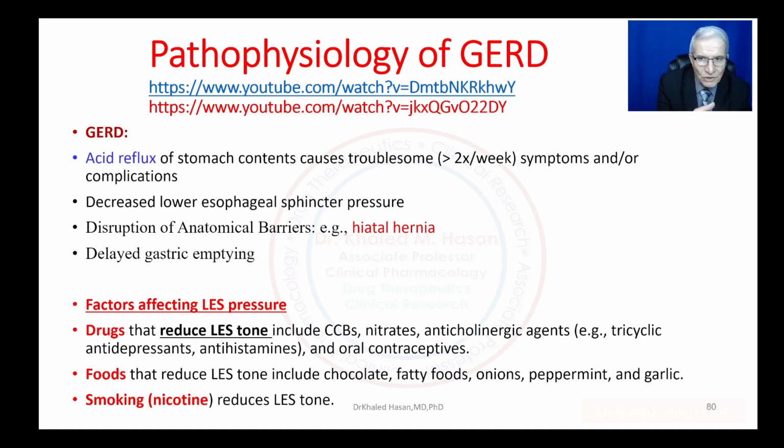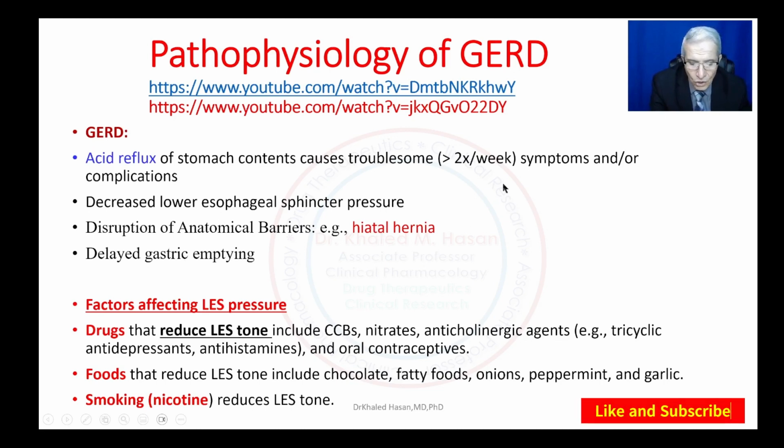For example, we can use some medication to enhance gastric emptying, or we can use some medication to increase the esophageal sphincter pressure. Or we can go with surgery to correct the anatomical abnormalities. Also here we need to take into consideration some other factors.